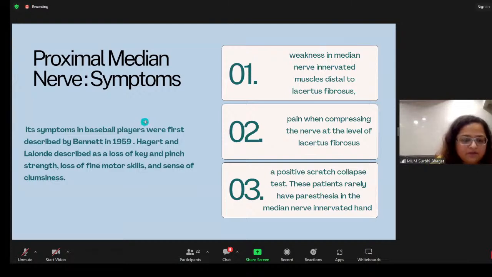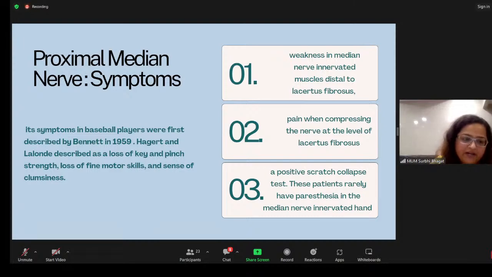So the symptoms: loss of key and pinch strength, loss of fine motor skills, a sense of clumsiness in the hand. There is a weakness in the median nerve innervated muscles, which are distal to the lacertus fibrosus. When you compress on the nerve at the level of the lacertus fibrosus, there is pain. And there is something called the positive scratch collapse test, which I will deal with in the subsequent slides. Patients with this positive scratch collapse test, mainly it is AIN, and they don't have paresthesia.